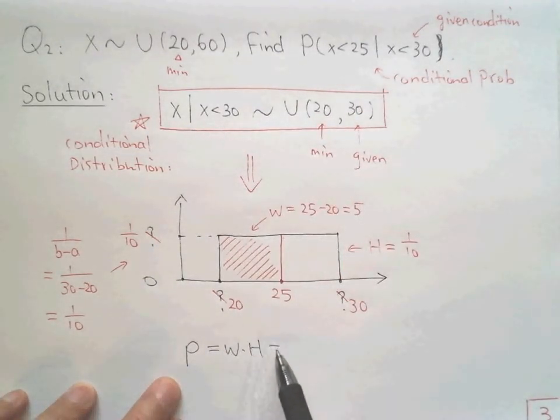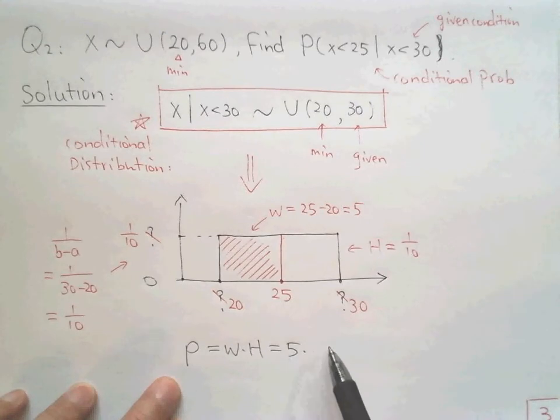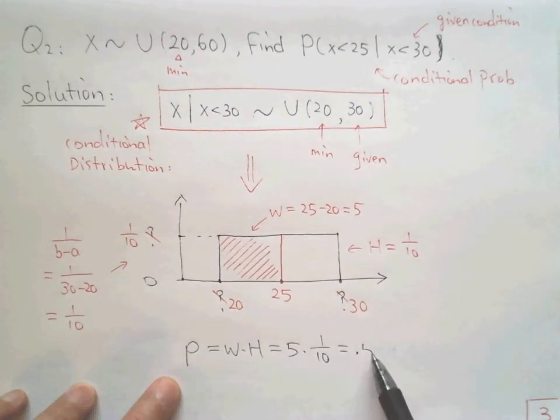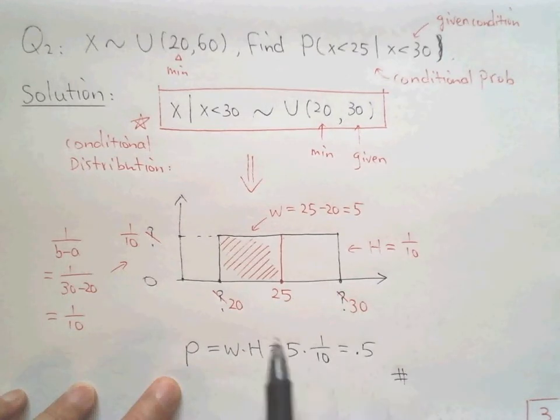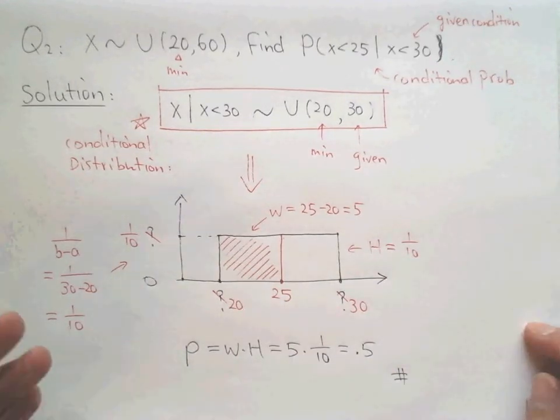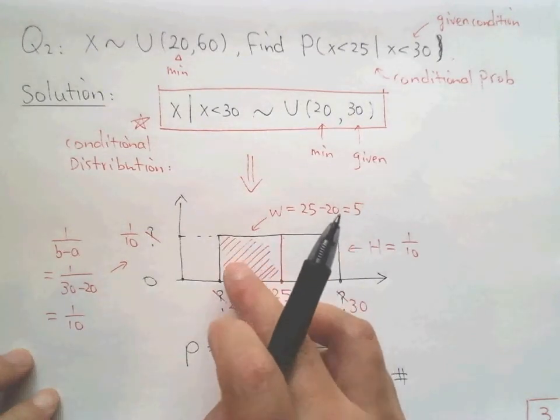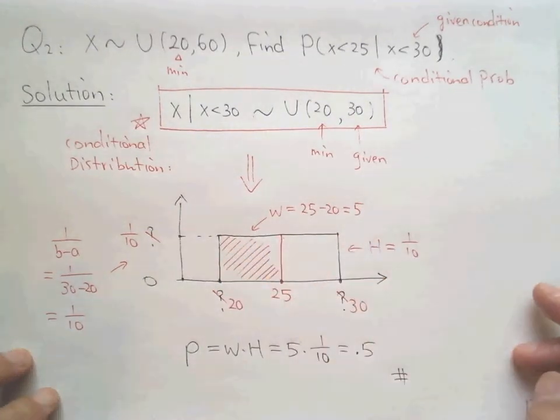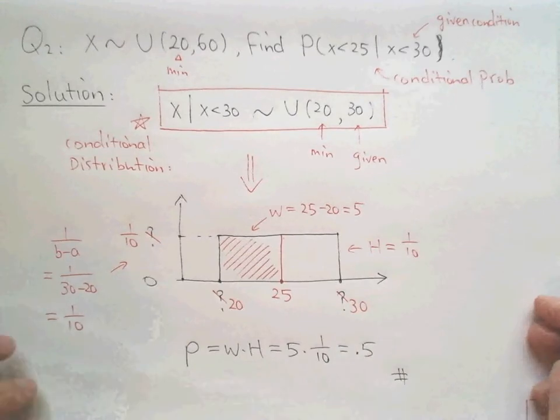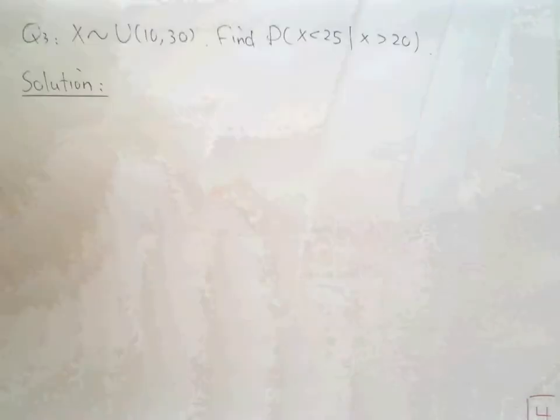The probability equals the width times the height. The width is 5. The height is 1 out of 10. So this means 50%, so 0.5. I mean this is a 50% chance. Or you can say this small area is 50% of the big area. It's the same meaning.